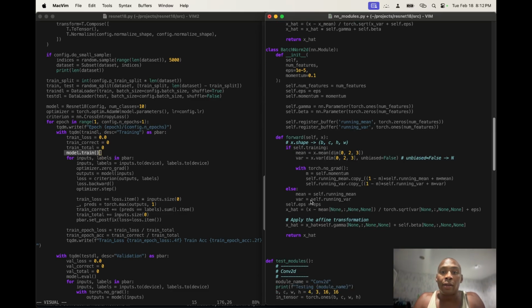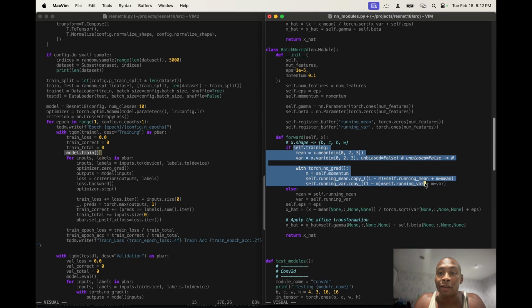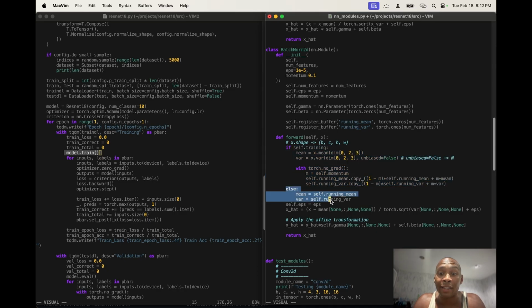And then if it's not training, right? So we calculate this during training. If the model is set to eval, we're just going to use the running mean and the running variance, all the learnings that we've accumulated.